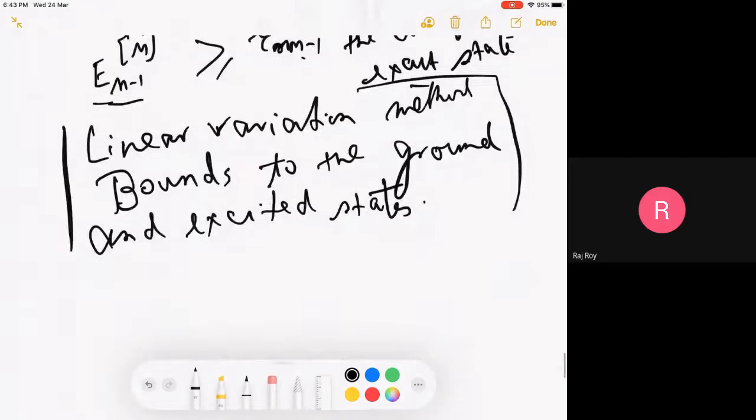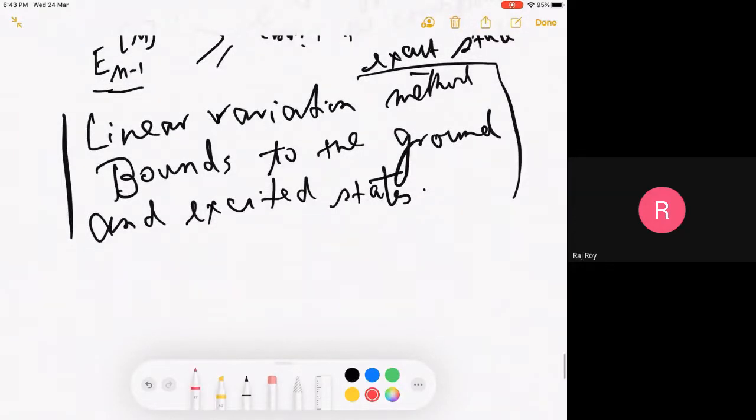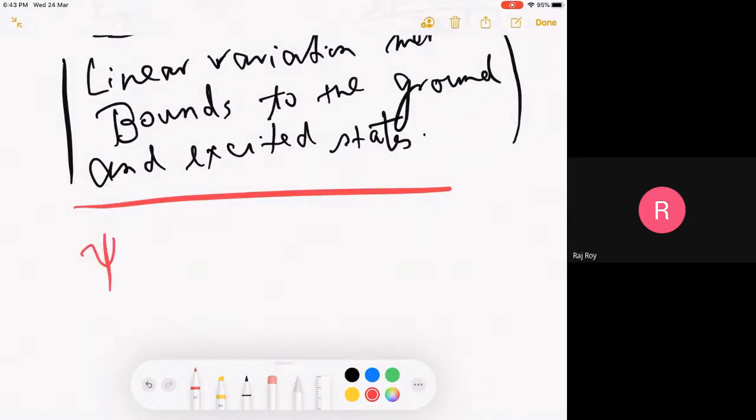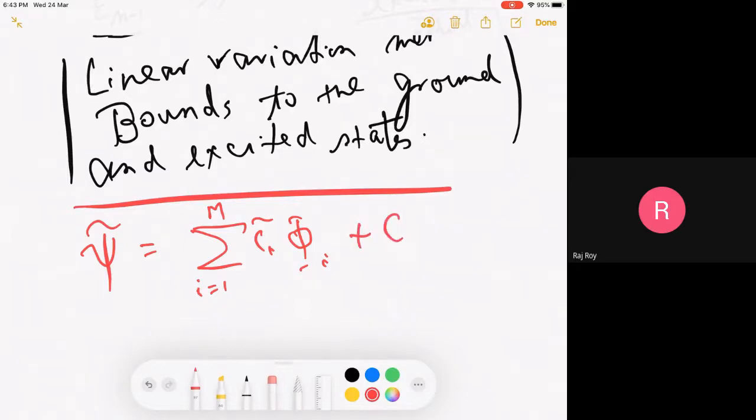Now I will state something which is very important after this. Let's now do a variation using the same m-dimensional basis. Remember, this basis is exactly the same. And then after this trial function, I add one more function, which is, let's say, C m plus 1, phi m plus 1 tilde. So I'm now going to do a new variation where I don't know the coefficients.